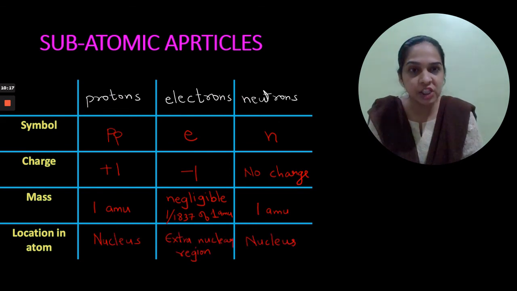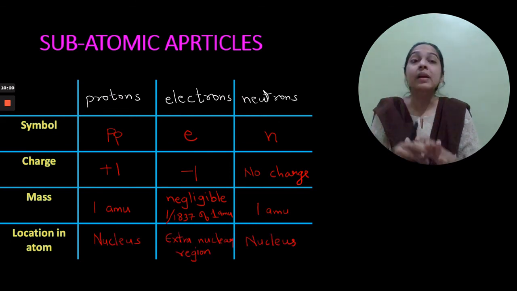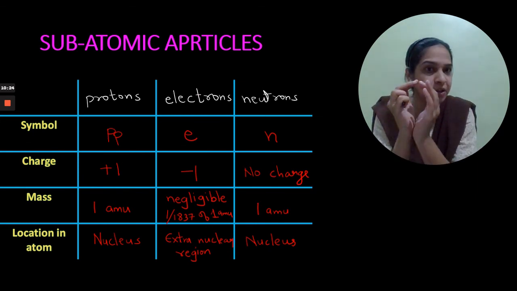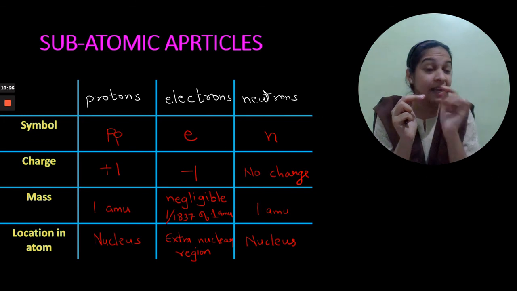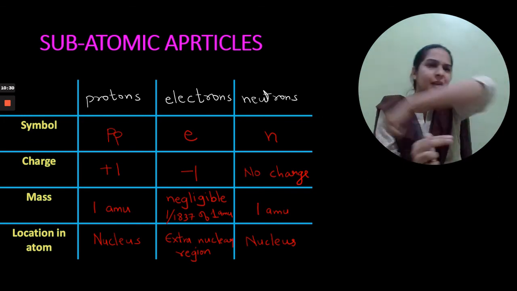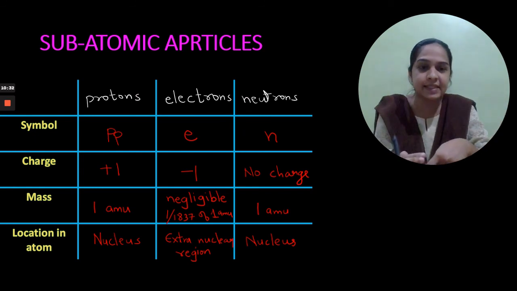What about their location? As I have told you, protons and neutrons are present inside the nucleus, and your electrons are present in the extranuclear region. They keep revolving around your nucleus.